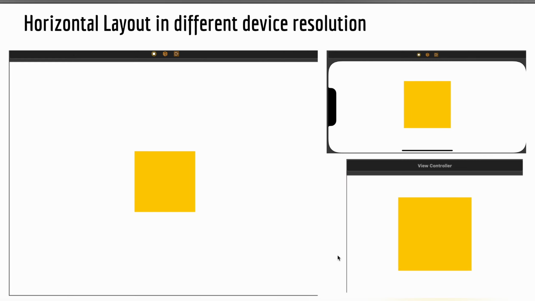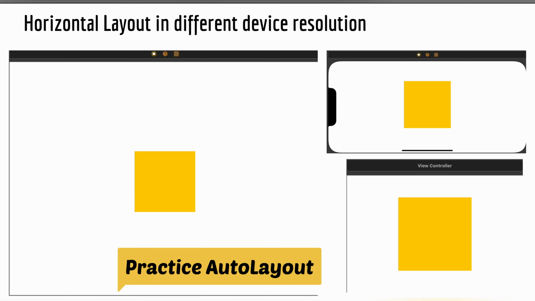And next is a horizontal layout, how your constraints look in a horizontal view in a different device. First is iPad, then a notch device, and a without-notch device. So auto layout is useful to make your UI look the same in all kinds of resolution devices. So it is very important, and it is required for iOS development and for iOS app design. You cannot skip this. You have to learn this.